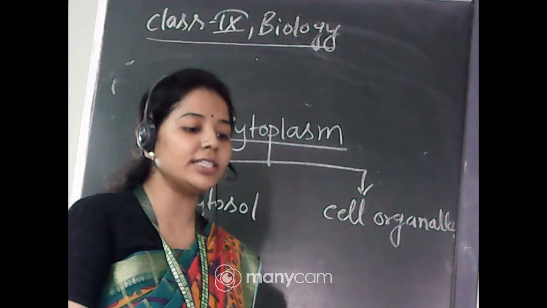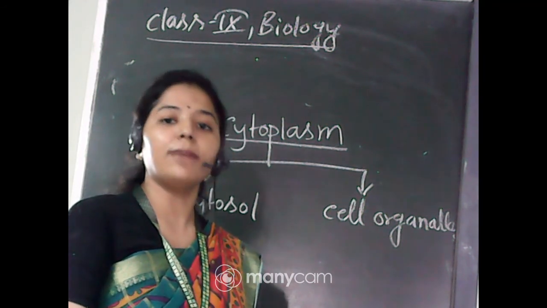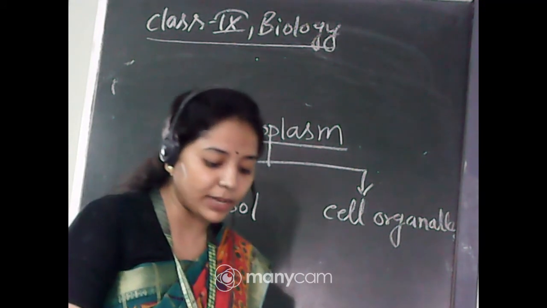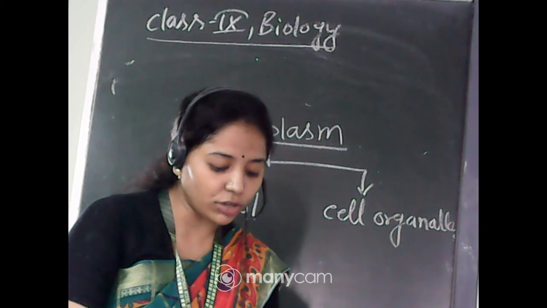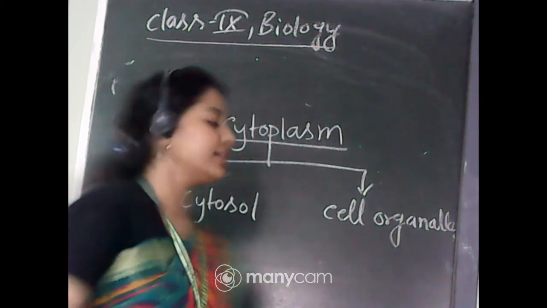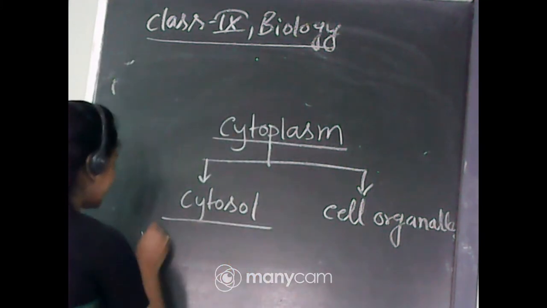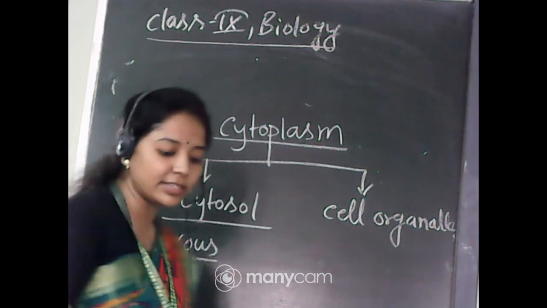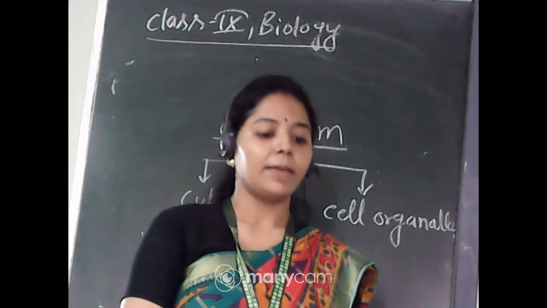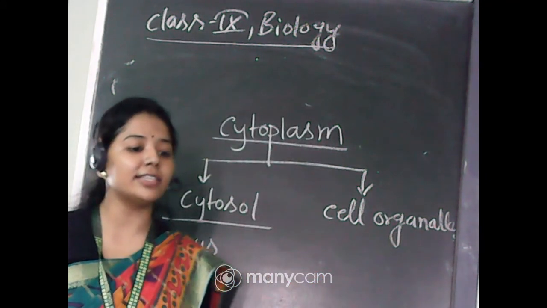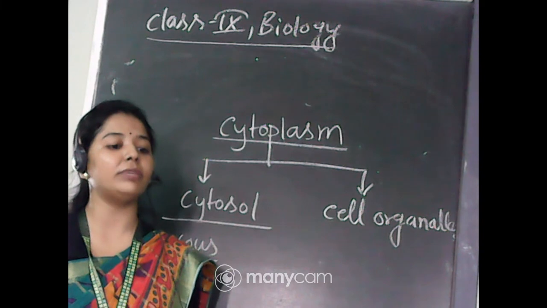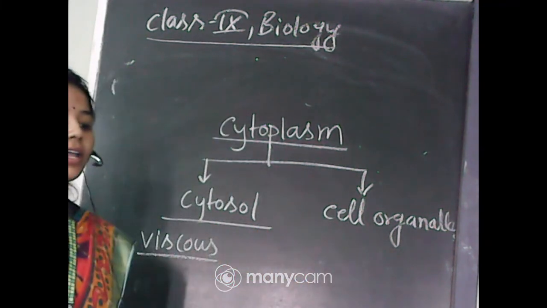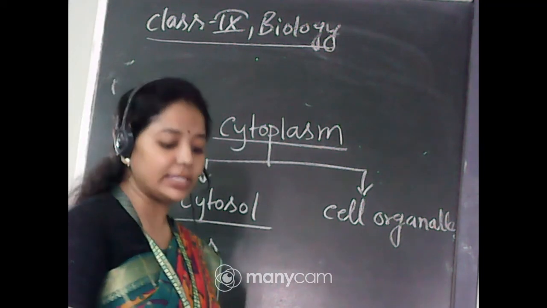Now what is this cytosol? Cytosol is the fluid part of the cytoplasm, and this cytosol is viscous. What is the nature of cytosol? That is viscous. Do you know what is viscous? Viscous means thick consistency, between solid and liquid, jelly like. Okay, so that is known as viscous.